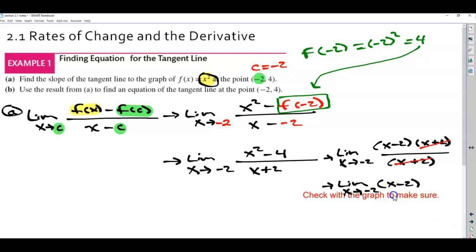Now, I do want to make a strong connection here for you. What did we just find? We found the equation. This is the derivative for any x. Right here, x minus 2 is the derivative. You know what? Let's scratch that right now. We're not ready for that yet. Sorry.